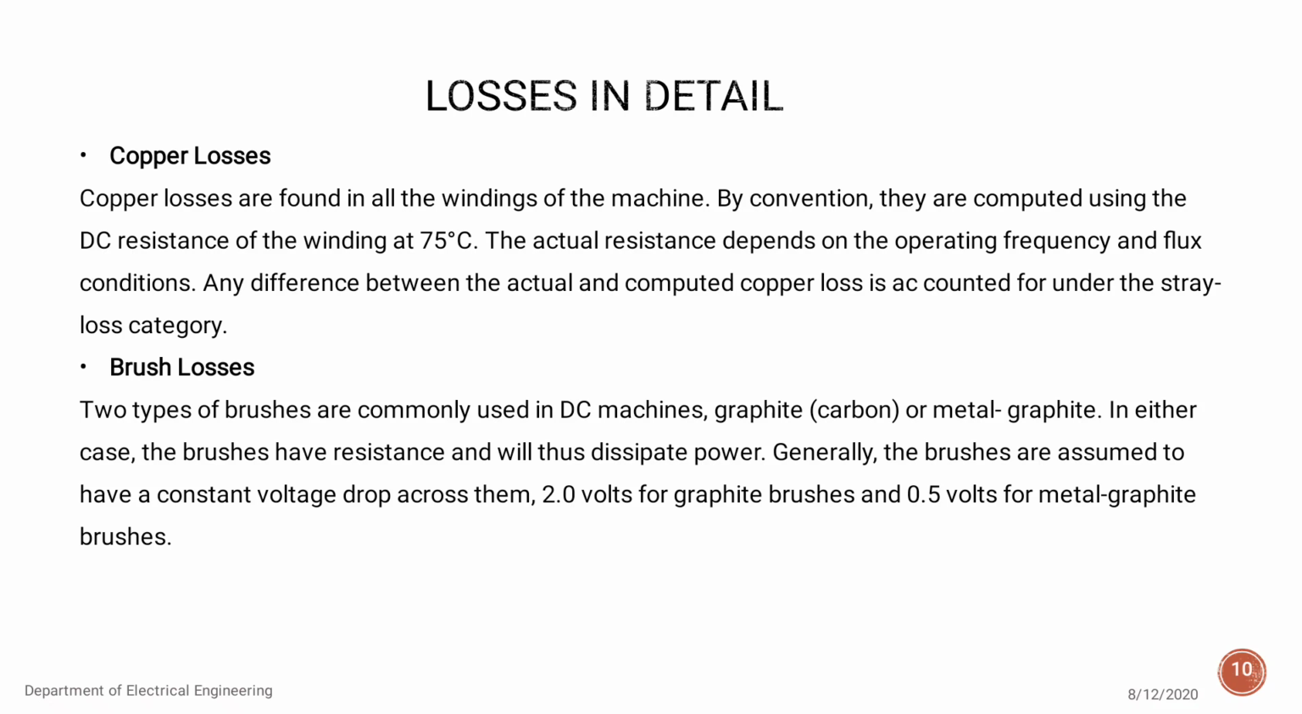Okay, so this question will also be asked in the MCQs: brushes are assumed to have a constant voltage drop across them, and this holds for the graphite brushes. So there may be an option of 2 volt. Just keep in mind, for the graphite brushes there is a 2 volt constant voltage drop, but for the metal graphite brushes there is 0.5 volt.